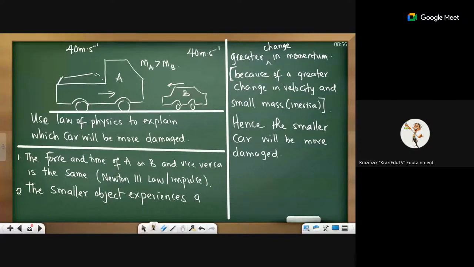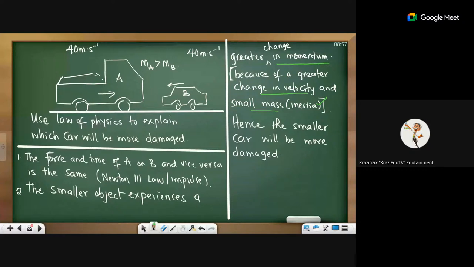Guys, we are now bringing in the issue of inertia. Examiners are going to test you on this. And when we test you on this, guys, please don't answer like you are answering LO. Use physics language. The smaller object experiences a greater change in momentum. That's physics language. Because of a greater change in velocity and a smaller mass. And I'm using the word inertia. You should understand that the bigger the object, the bigger the inertia, the resistance to change. Hence, the smaller car will be more damaged, although they have the same impulse.